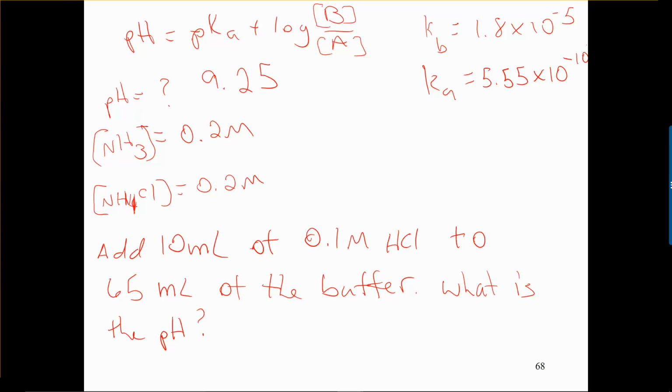What is the first thing you need to do to set up the correct concentrations of your RICE table? Figure out the dilutions, right? The new molarities, because M1V1 equals M2V2. Good. Figure out the molarities and then set up your RICE table.